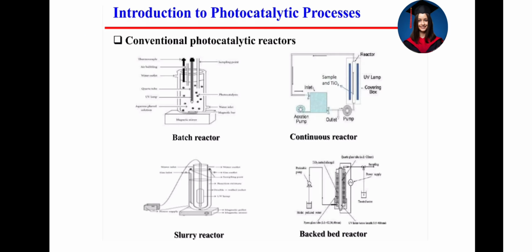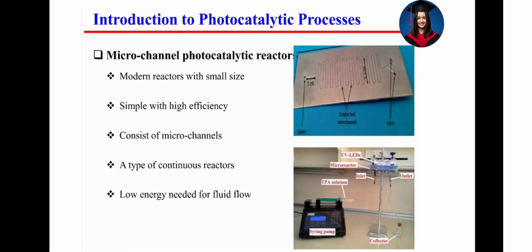Introduction to photocatalytic processes. Conventional photocatalytic reactors. First one is a batch reactor, second one is a continuous reactor, third one is a slurry reactor, and the last one is a packed bed reactor. The second type is the microchannel photocatalytic reactor. These are modern reactors with small size, simple with high efficiency, consisting of microchannels, a type of continuous reactor, with low energy needed for fluid flows.